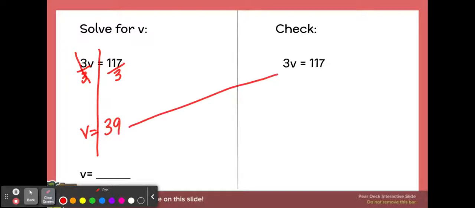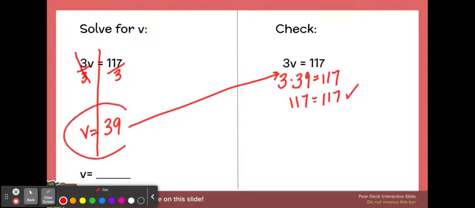Okay, I'm going to plug 39 back in here just to make sure that 3 times 39 does in fact give me 117. I'm going to plug it into my calculator, and it does. That is a true statement. It checks out. So v equals 39.